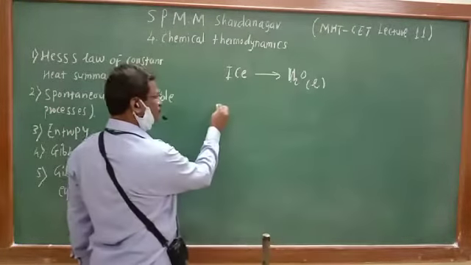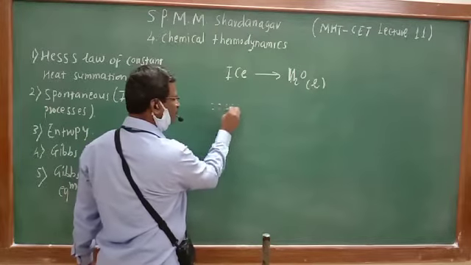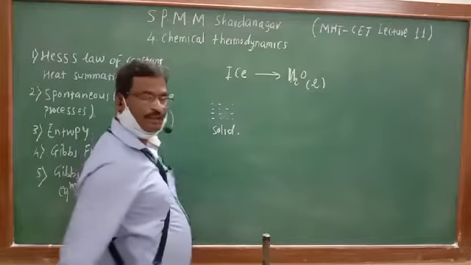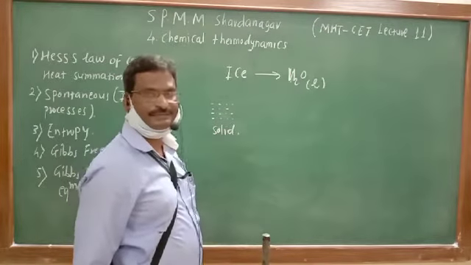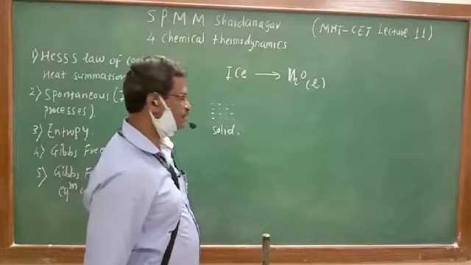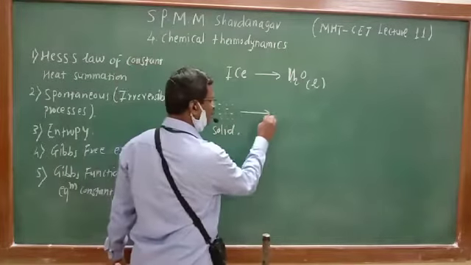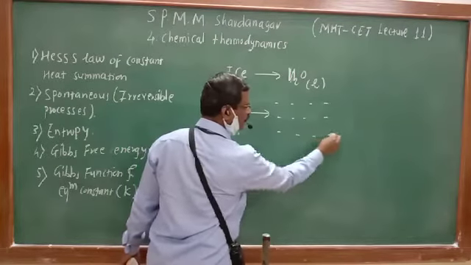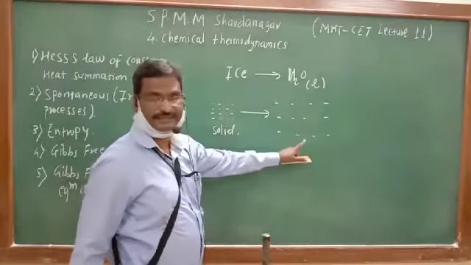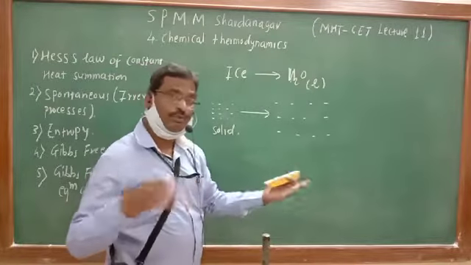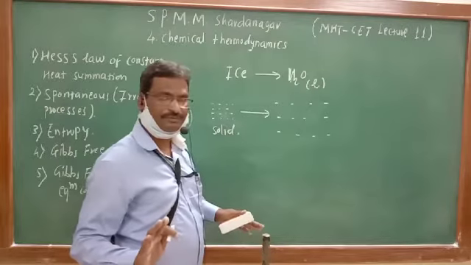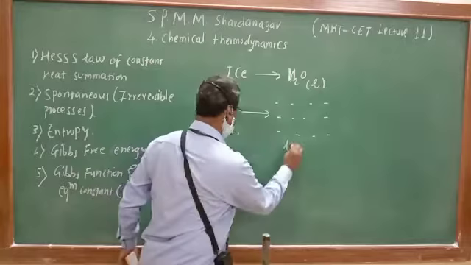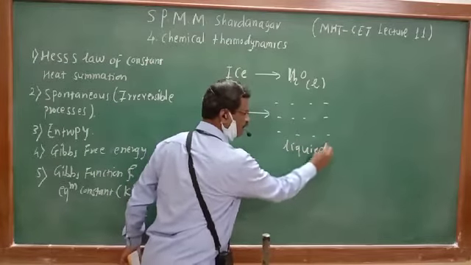Suppose we have this solid. In a solid, molecules are very close to each other. Molecular distances are very less. Whenever it is heated, molecules go quite away from each other and disorder increases. Molecules will move independent of each other. Randomness increases, disorder increases whenever solid is converted to liquid.